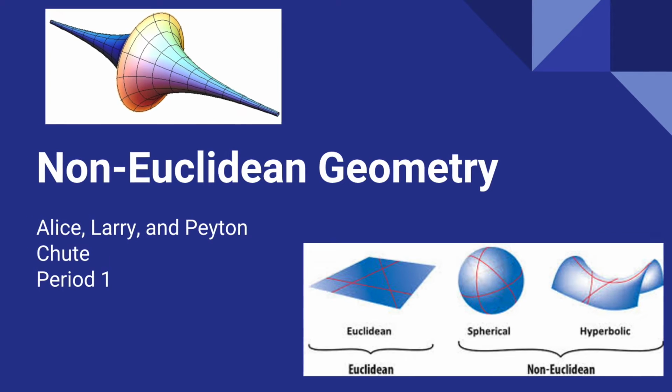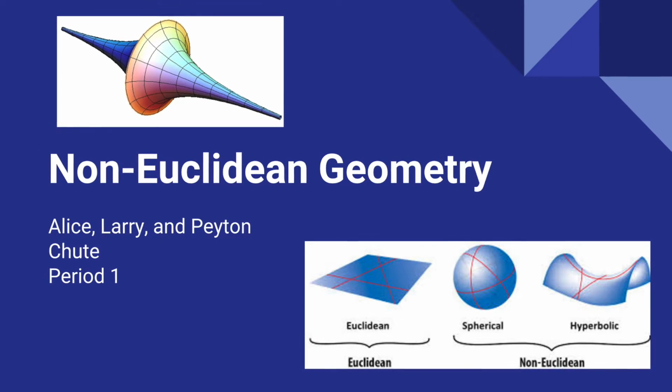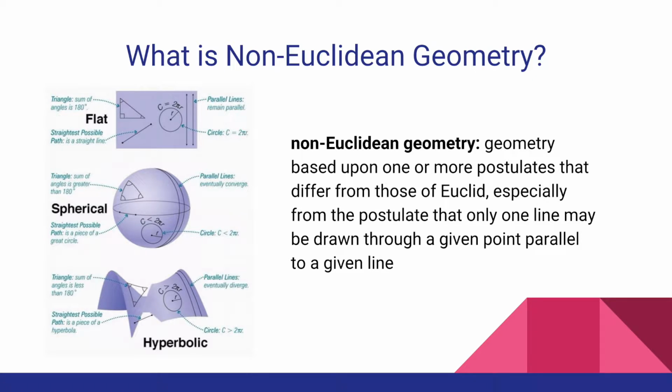In today's presentation, we are going to be learning about non-Euclidean geometry. What is non-Euclidean geometry? It's geometry that consists of postulates that disagree with Euclid's postulates, specifically the postulate stating that one line can be drawn through a given point parallel to a given line, which we will discuss later. Additionally, there are two types of non-Euclidean geometry, known as spherical and hyperbolic.